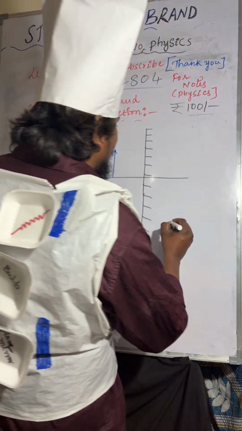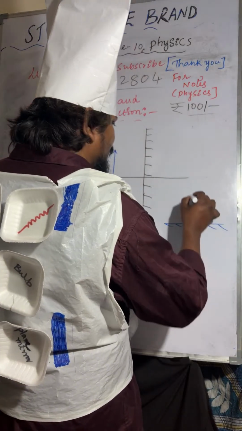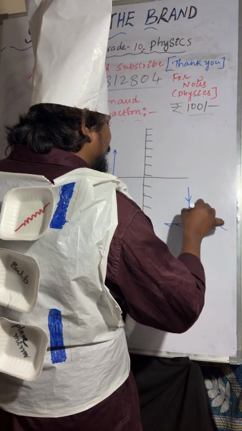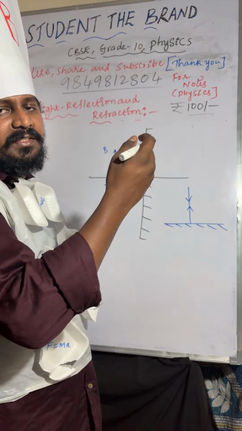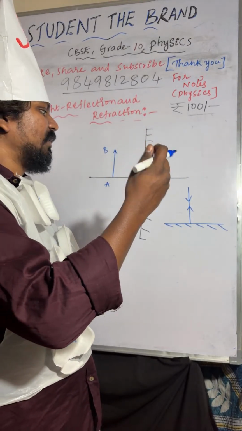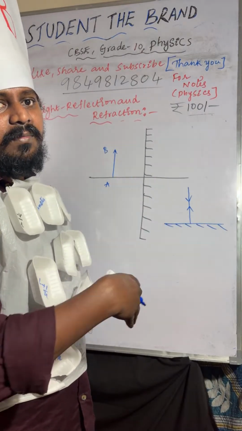So when a light ray is moving along the normal line, I am taking this as a plane mirror. If the light ray is moving along the normal line, it retraces its original path. So it bounces back in the same direction.